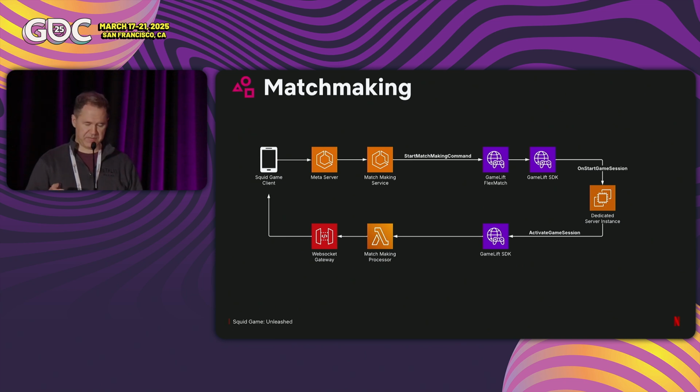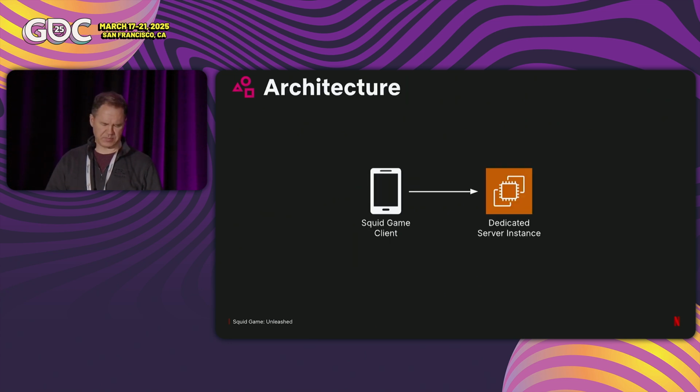GameLift then reserves a free dedicated server instance, which then fires an event on your code called onStartGameSession. Once that callback is triggered, our dedicated server initializes itself. It calls activate game session when it's ready to start accepting client requests. Once all that's done, an event is then fired from GameLift to a Lambda function we call the matchmaking processor. This in turn will notify each player in that session via WebSocket that they can now join the contest.